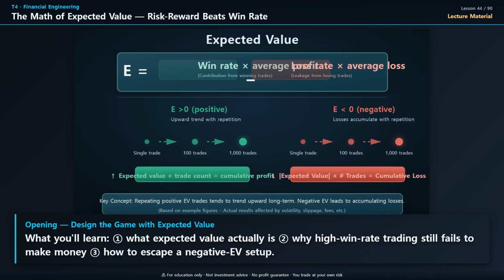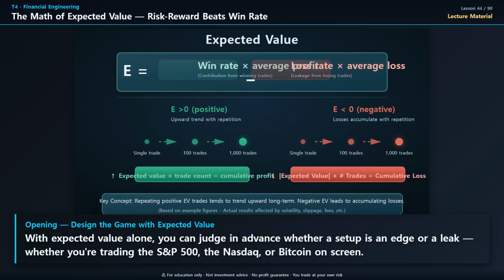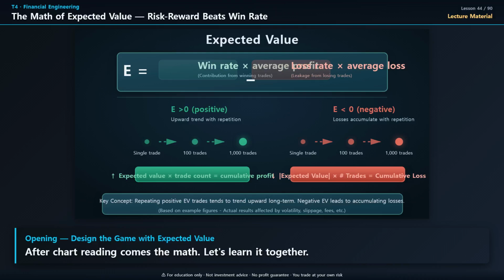What you'll learn: what expected value actually is, why high win rate trading still fails to make money, how to escape a negative EV setup. With expected value alone, you can judge in advance whether a setup is an edge or a leak, whether you're trading the S&P 500, the ASA, or Bitcoin on screen. After chart reading comes the math.